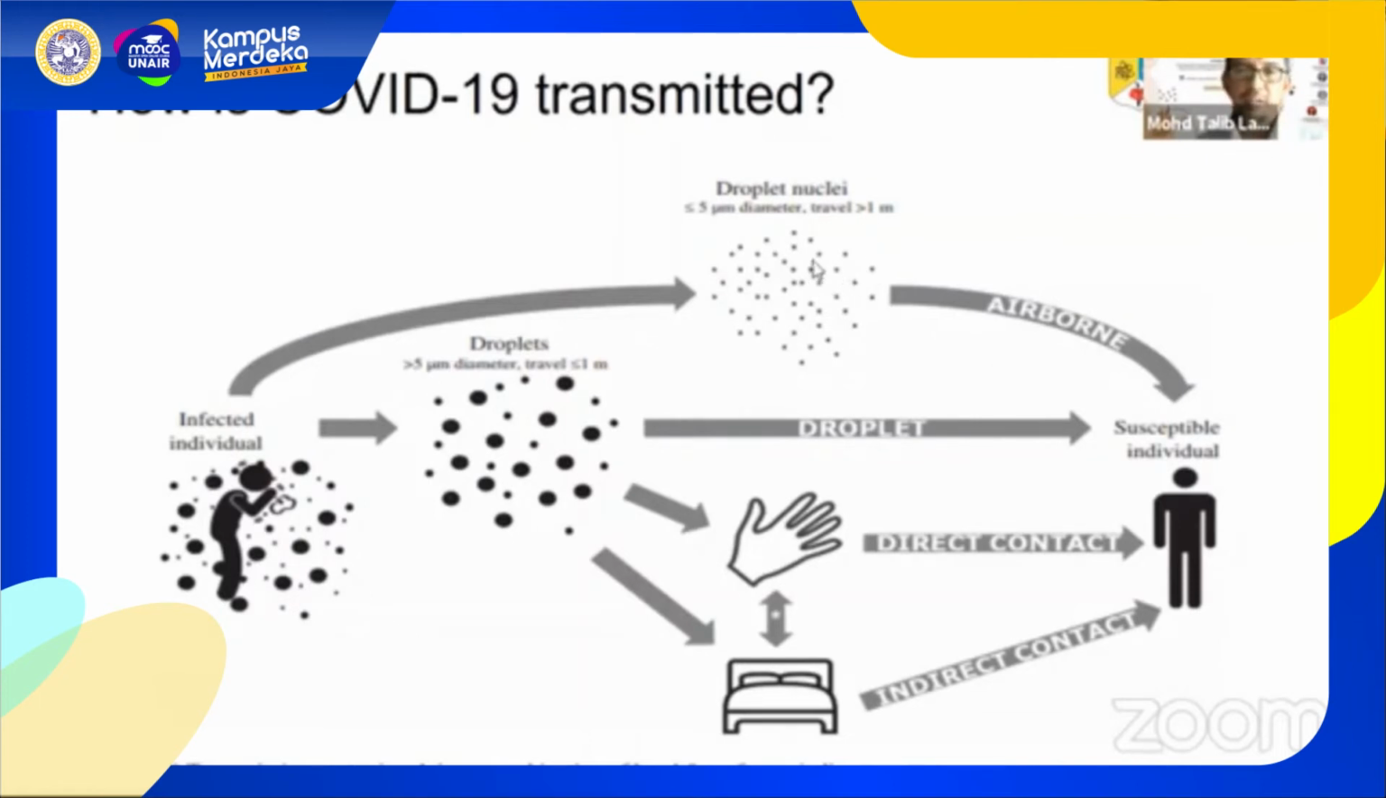Because when we have a droplet together with a particle, we call it an aerosol. So when we have a condition with a very bad ventilation system, where the room has very poor ventilation, people can easily get COVID-19 infection.